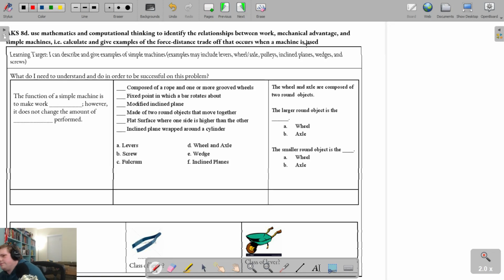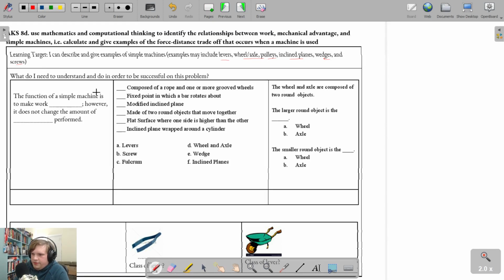First learning target: I can describe and give examples of simple machines. Very easy. That's all we're looking at. Describe and give examples of simple machines. And here we go. We've got levers, wheel and axle, pulleys, inclined planes, wedges, and screws. There are 6 of them. That's it. Do you know what each of them are? Do you know what they look like? That's all you got to be able to do to satisfy this learning target. This should be the easiest learning target to satisfy out of all of them on this review.